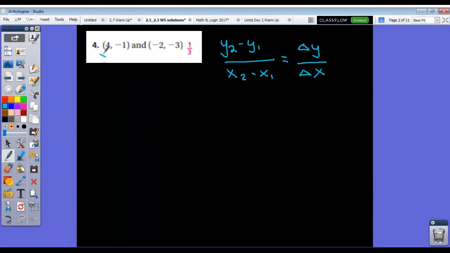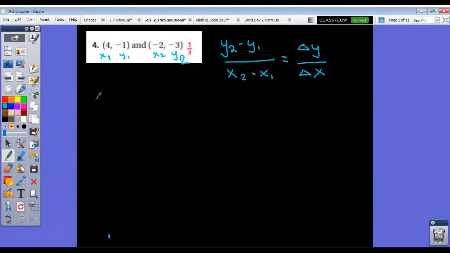So I'm going to call point 1 x1 and y1. I'm going to call point 2 x2 and y2. Once I get the points labeled, I'm going to plug them into the appropriate position.